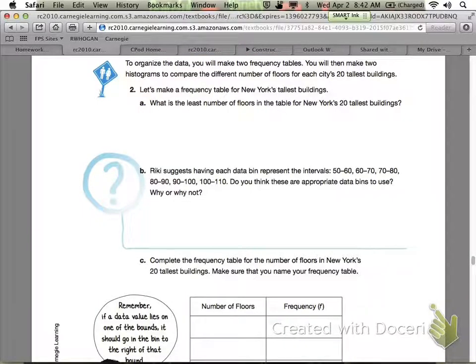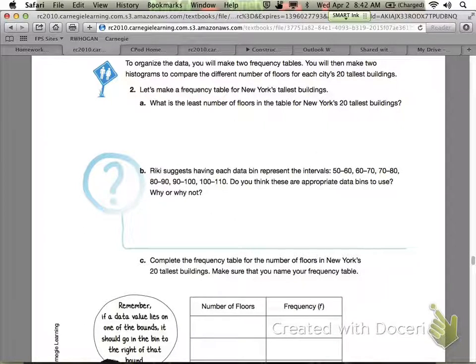Alright, so now you are going to be put to work on page 1043. We're going to skip over number 1 and take a look at the directions underneath it. It says, to organize the data, you will make 2 frequency tables. You will then make 2 histograms to compare the different number of floors for each city's 20 tallest buildings. So in order to get started, let's take a look at number 2.